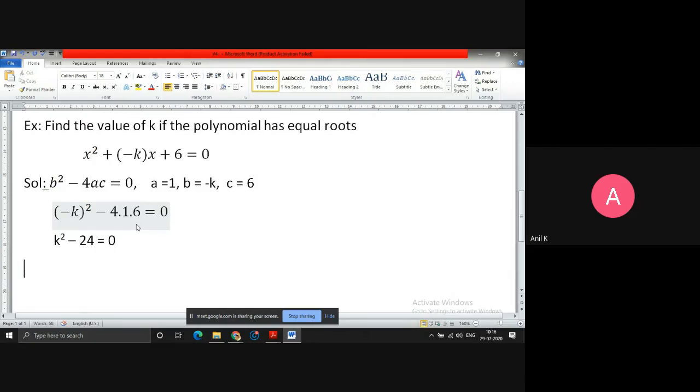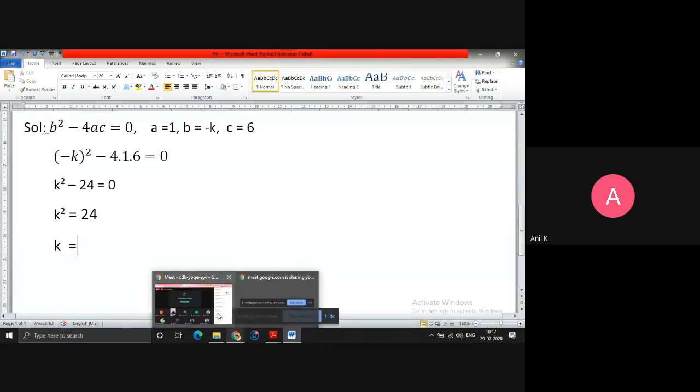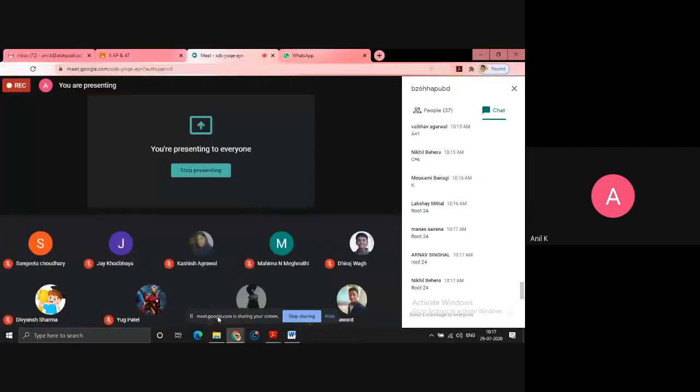Okay. So I think now we know how to solve it. Then k square is equals to 24 will come, because if I send minus 24 that side, it is going to be plus. I am increasing the font size. Yeah, k square is equals to 24. Can anyone tell me what is the k value? k value is equals to root 24.